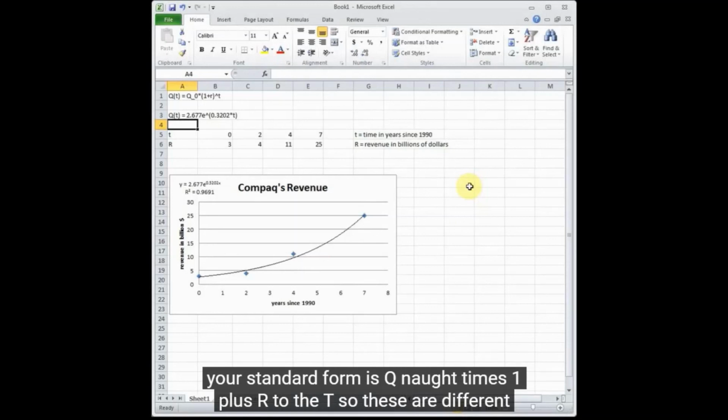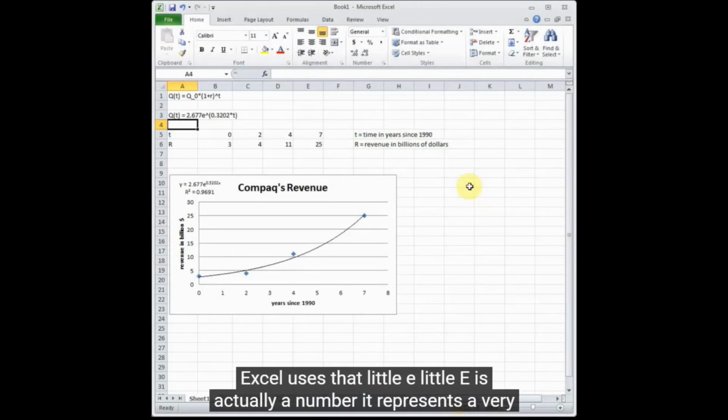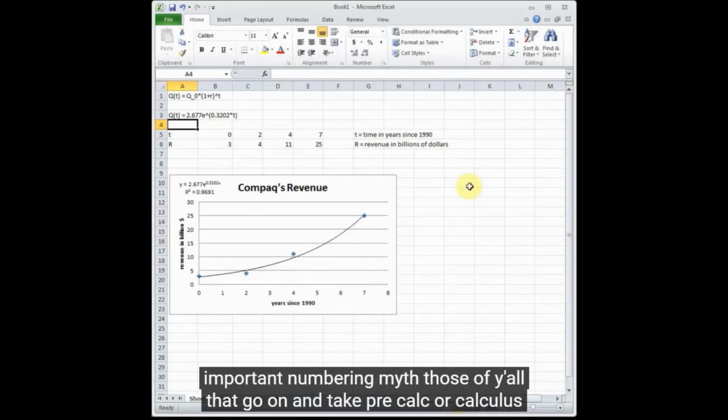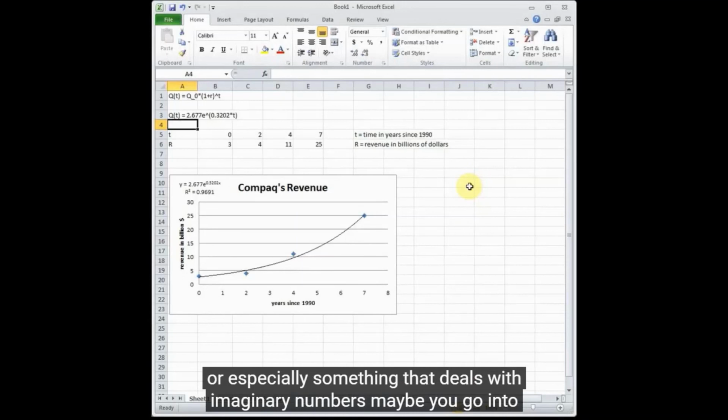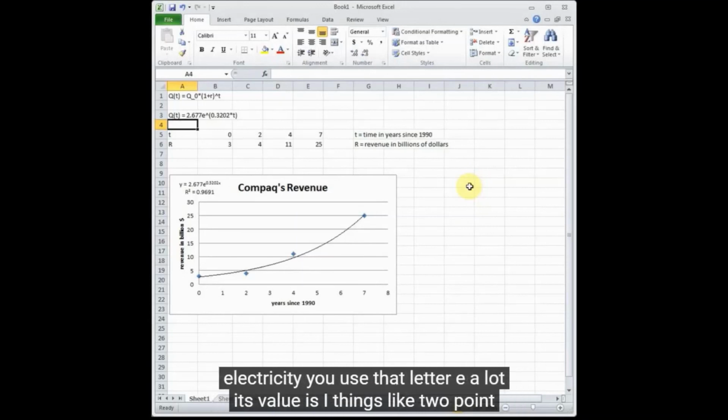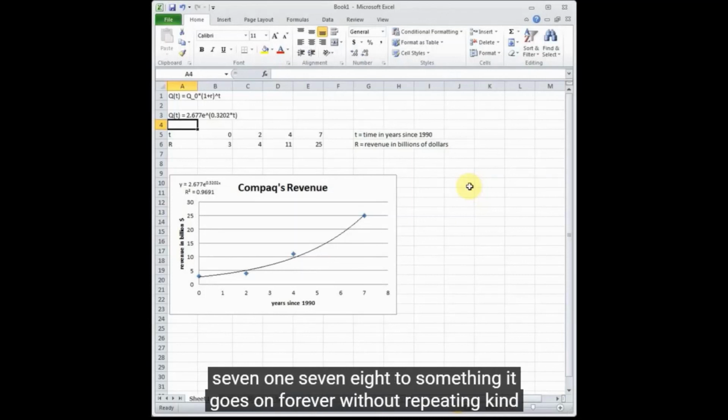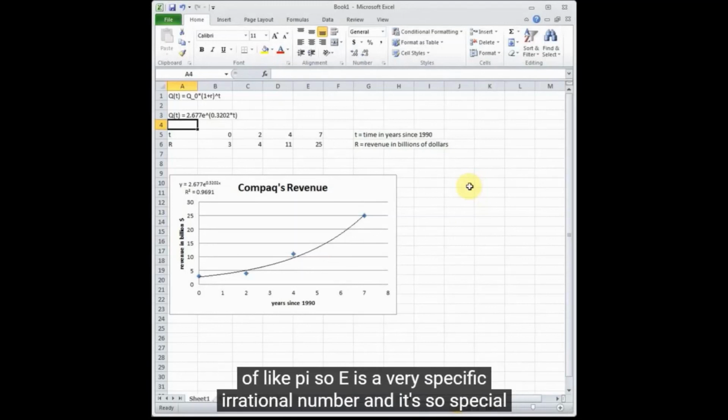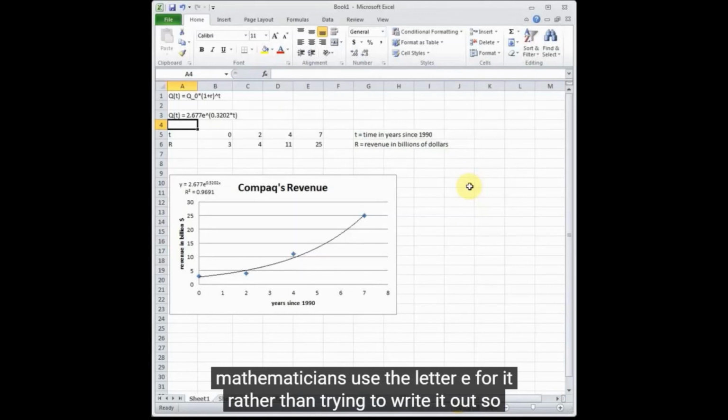So these are different. Excel uses that little e. Little e is actually a number. It represents a very important number in math. Those of y'all that go on and take pre-calc or calculus, or especially something that deals with imaginary numbers, maybe you go into electricity, you use that letter e a lot. Its value is, I think it's like 2.71782 something. It goes on forever without repeating, kind of like pi. So e is a very specific, irrational number. And it's so special, mathematicians use the letter e for it rather than trying to write it out.